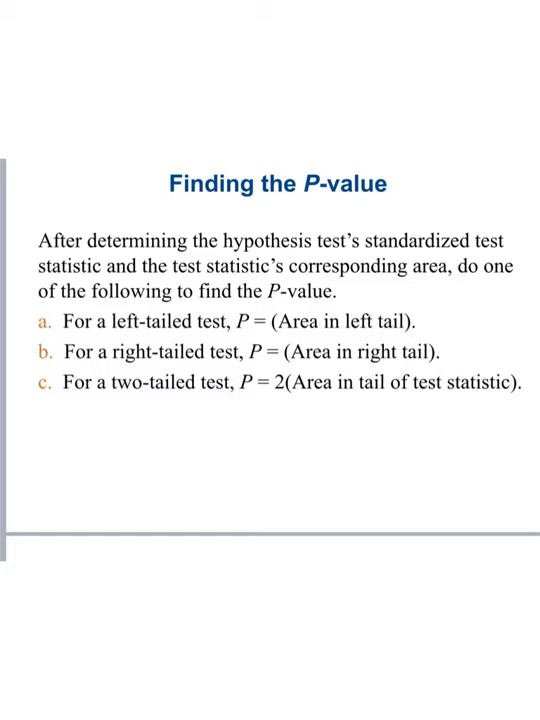And I'm just repeating myself. For the left tail test, the P is the area in the left tail. For the right tail test, the P is the area in the right tail that is separated by the test statistic value. For the two tail test, the P is two times the area in the tail of the test statistic. So you just find one corner and multiply by two.